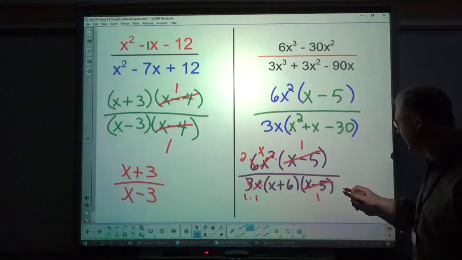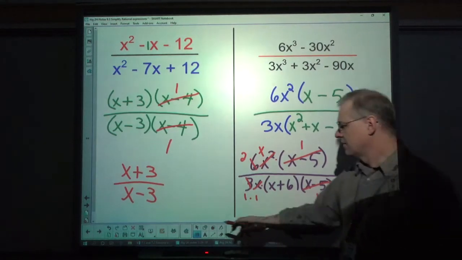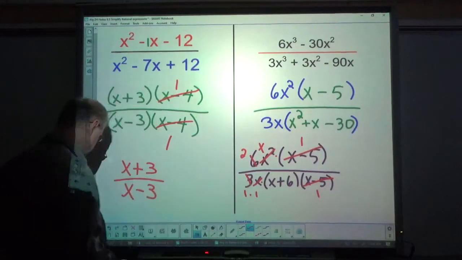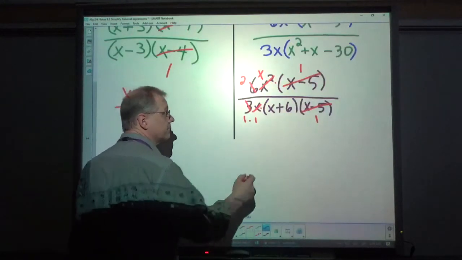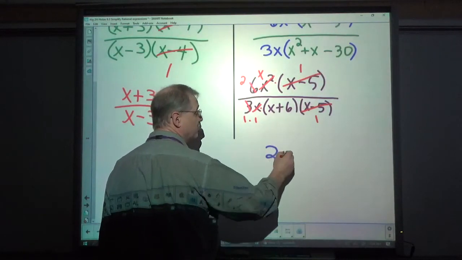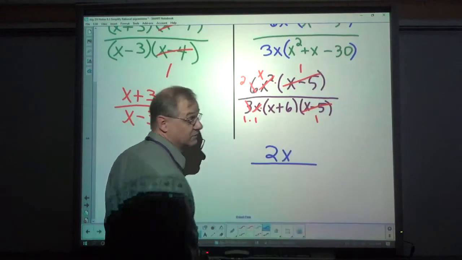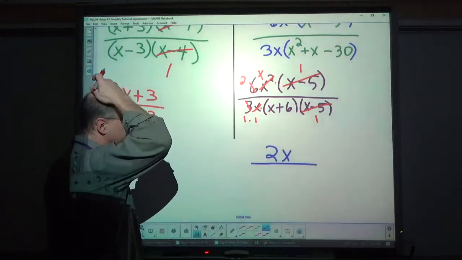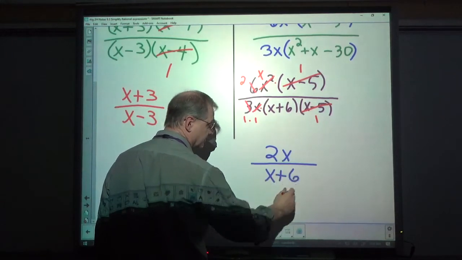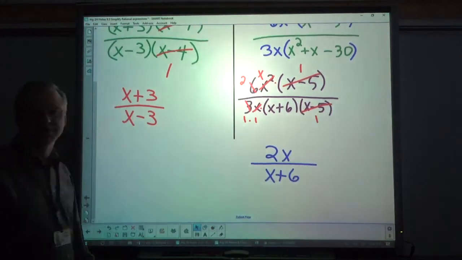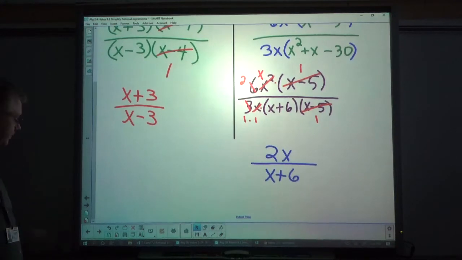And so what am I left with here? I need to move this up a little bit. No, not like that. When I'm all done here, on top I'm left with a 2 and an x times 1 is 2x rather. And on bottom all I'm left with is x plus 6. Now I'm all done.